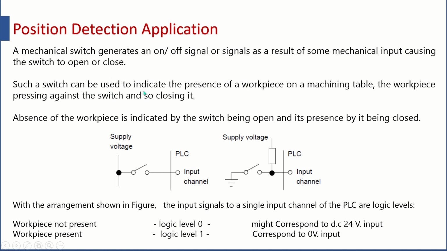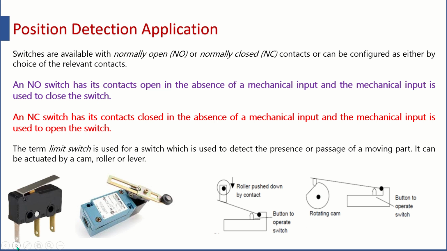Now such a switch can be used to indicate the presence of a workpiece on a machining table, in such a manner that the workpiece presses against the switch and so closes it. I will give you just this figure. You can see this is a switch. Now you can also see the connections. One of them is the NO connection, one of them is the NC connection, and there is one common connection.